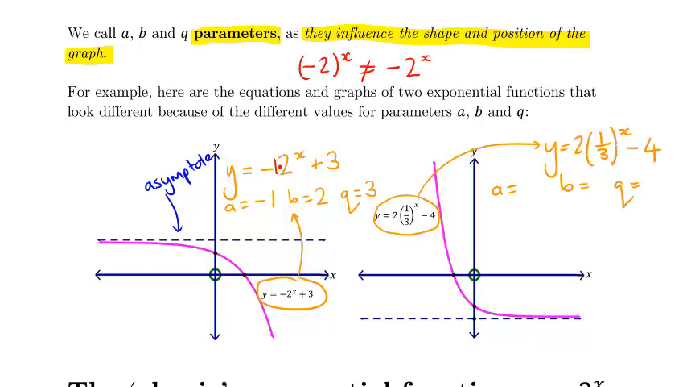Well, it's a little bit easier to see, I think. The a is a positive 2. The b is 1 over 3. And our q value is a minus 4. Okay. And because of all these parameters, we end up with this type of function.